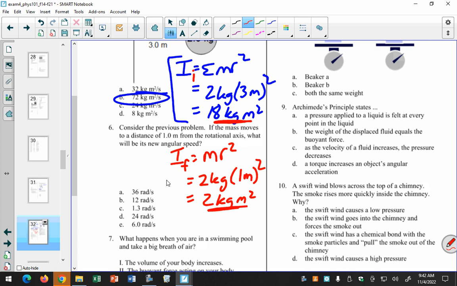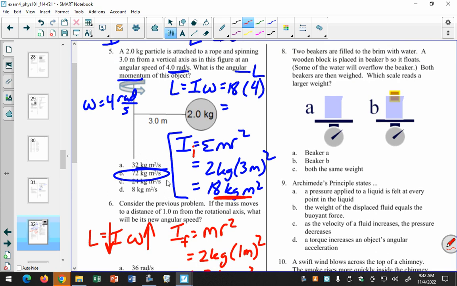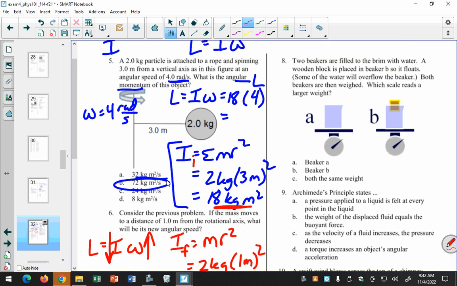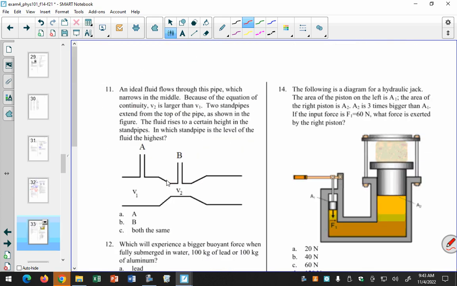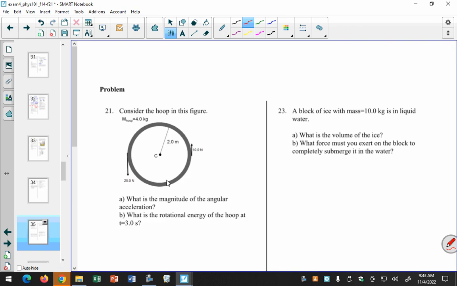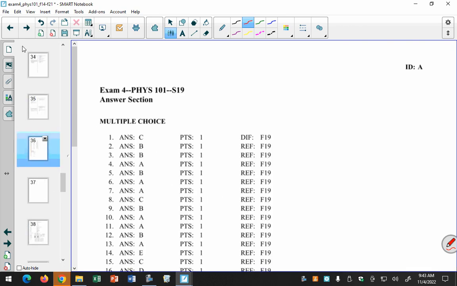The speed is going to go up, because here L is equal to I times omega. If the moment of inertia goes down, as it does, that means that omega goes up. This isn't working out right. Maybe I had a mistake here. Hold on, let me see. Number 6 should be 8.